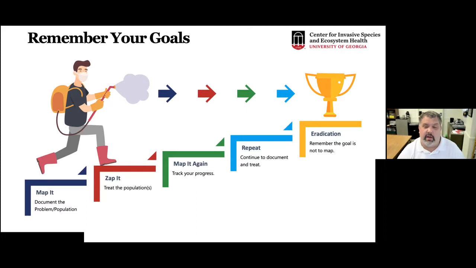And this is the thing that gets lost a lot. We're not just mapping things for the sake of mapping it. The goal is to do something to eradicate these populations of these species. And so being able to track that, being able to monitor that over time is really going back to the goals, that it's not just about putting a point on a map.